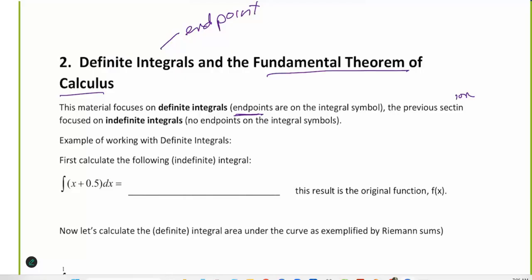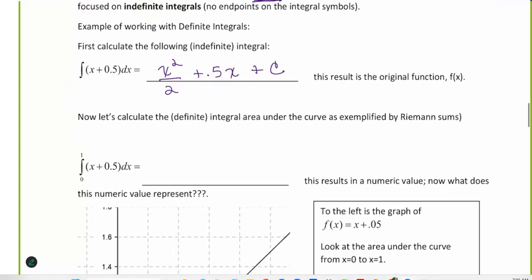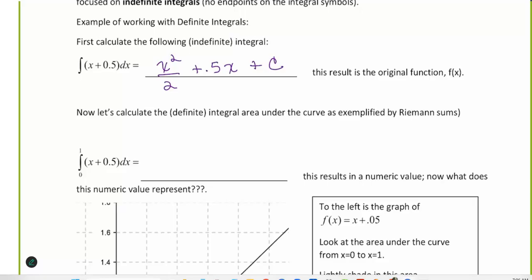So examples working with definite integrals. First, calculate the following indefinite integral. Okay, so we're going to practice this one more time. So that's going to equal x squared over 2 plus 0.5x. And then if it's indefinite, I have to add the plus c. Okay, what if it's definite? Oh, look, here come my a and my b of my endpoints. So look what's going to happen. I'm going to have the exact same answer in terms of the integration.